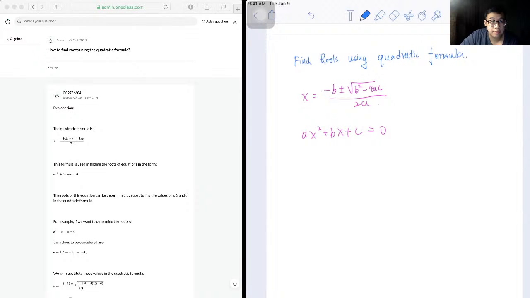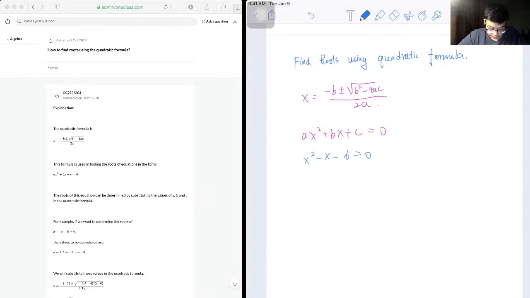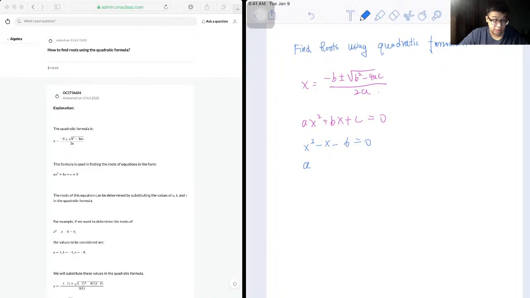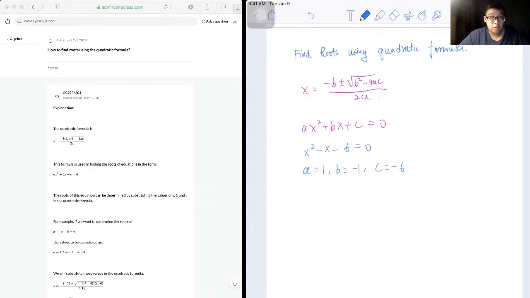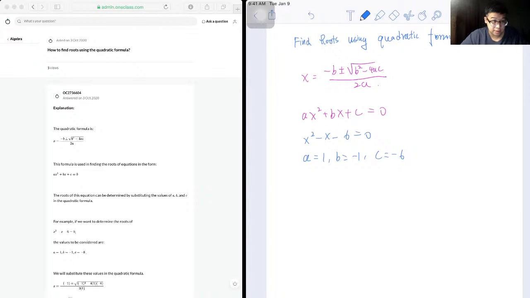So let's do an example. I'll just use the example the junior tutor has. So x squared minus x minus 6 is equal to 0. So we know a in this case is equal to 1, b is equal to negative 1, and c is equal to negative 6. Always remember to take the sign in front of the number. Don't just take c is equal to 6, right?